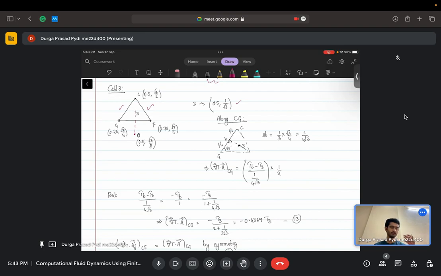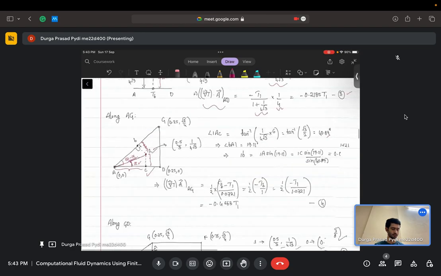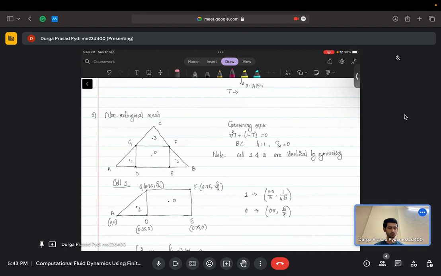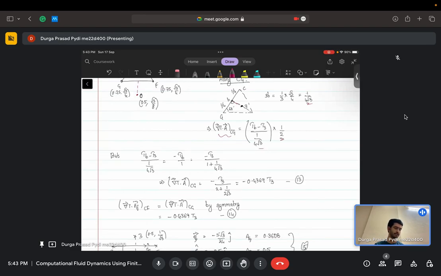So writing the equation, the flux along CG and the flux along CF are the same, so we will take only one of them. Along CG, this is the delta x, and for a cell centroid, 1/3 of the total length of the bisector will be the distance from the cell centroid. If we use that, we get the flux along the direction as (Tb minus T3) by delta x, into the area. Looking at the original triangle, CG is half of the total length, so the area is 1/2. Since it is a convective boundary condition, you write the equation as (Tb minus T3) by delta x equals Tb by 1, and that will be equal to T3 by 1 plus 1 over 4 by root 3. So this gives you a flux value.